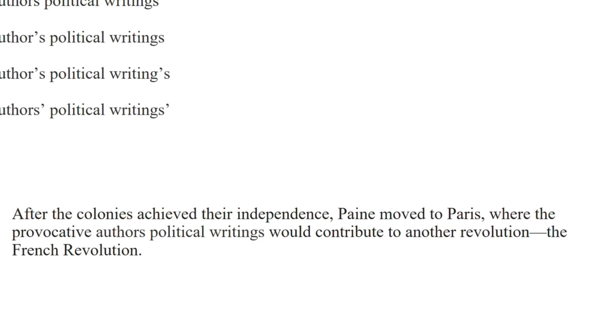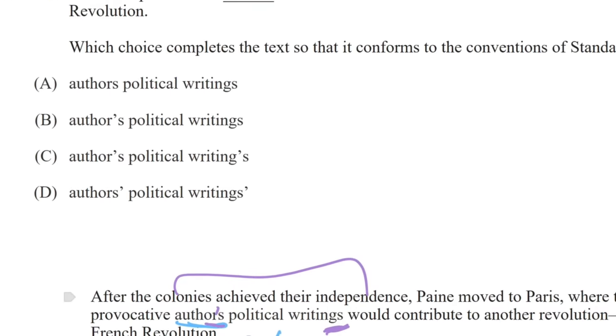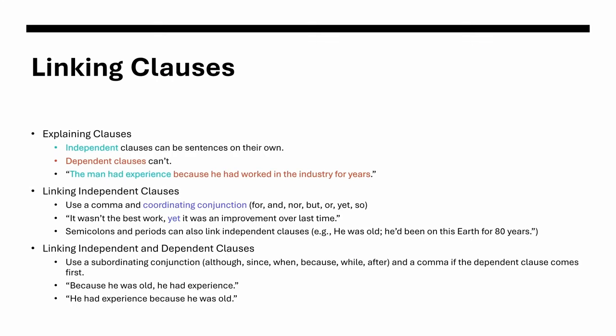After the colonies achieved their independence, Paine moved to France where the provocative author's political writings would contribute to another revolution, the French Revolution. Well, we can already see it. There are not multiple authors, right? There is only one author, and the political writings belong to that author. Therefore, we should have a little bit of possession going on, which means that we need to have an apostrophe here, right? The provocative author's political writings, plural, would contribute to another revolution. Now, we don't need to add an apostrophe here because it's just pluralized. This is not showing any possession here. Only this one is showing any possession. Therefore, let's see which choice correlates with this, and we notice that it is choice B.